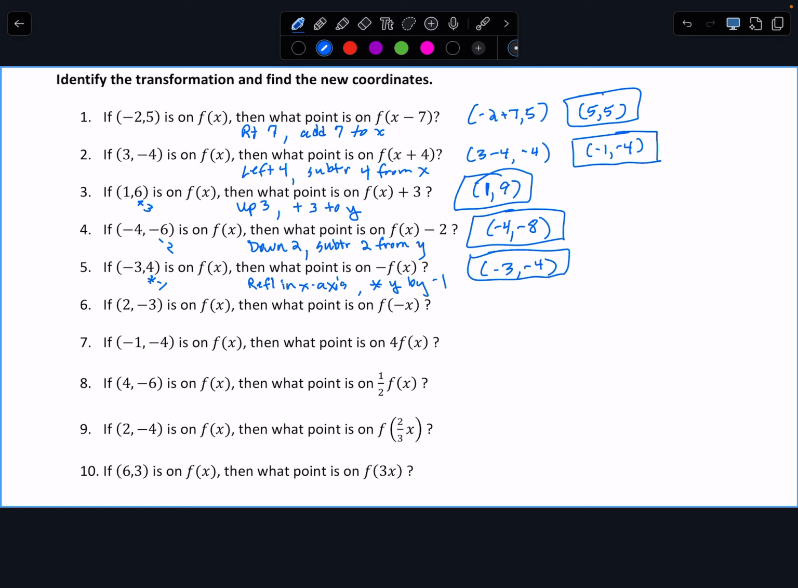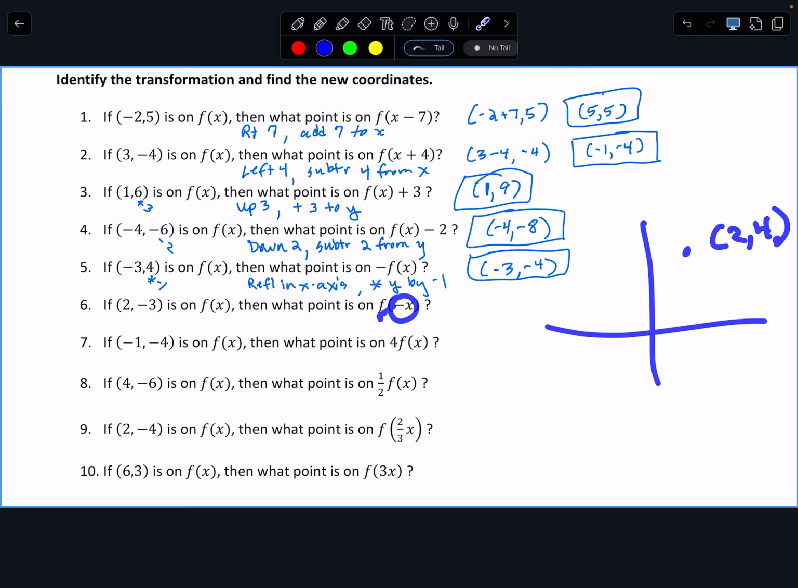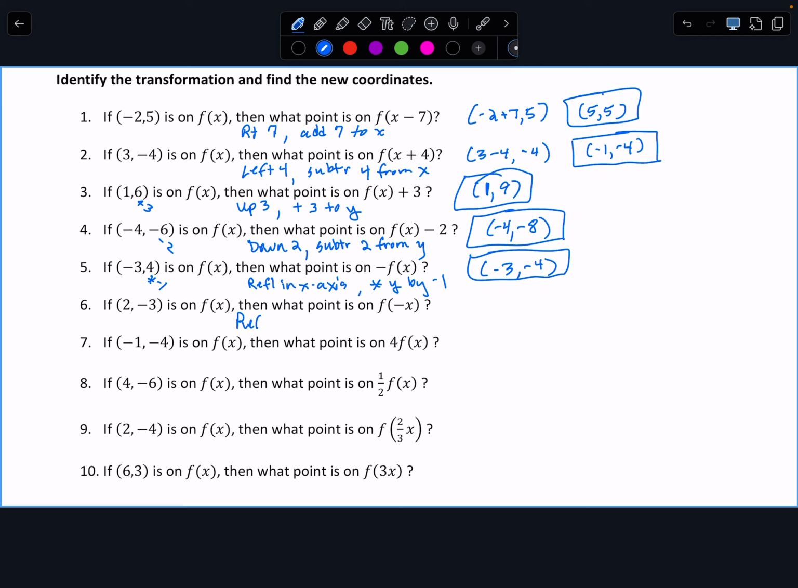Now, when it's inside times the x, you are going to end up multiplying x by negative 1, but that causes a reflection in the y-axis. Again, if you have the point 2, 4, but you reflect it across the y-axis, it goes here. And the x value changed. The height didn't change, but the x value. So the x values get multiplied by negative 1. But this is a reflection in the y-axis. And you end up multiplying x by negative 1. So the x is times the negative 1. And you get negative 2, negative 3.